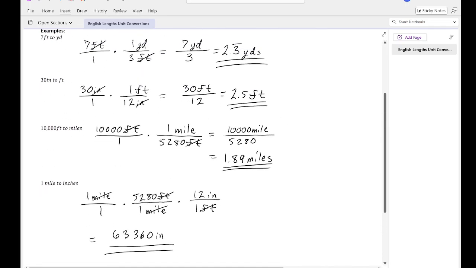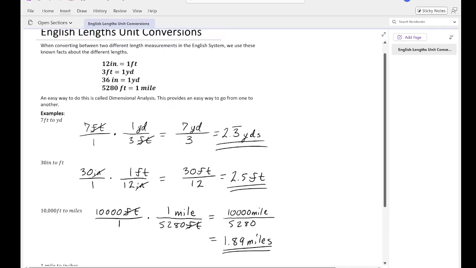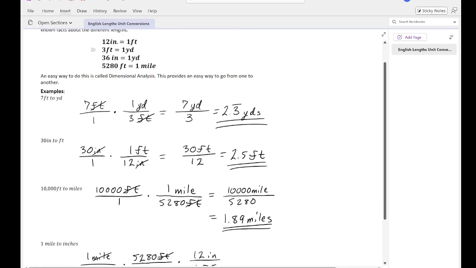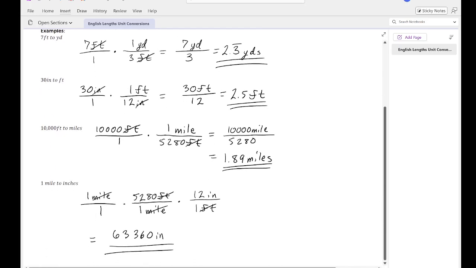So these are the steps that you should be using when using dimensional analysis. Some of them are pretty straightforward. Some of them require a couple extra steps. You know, it's not too bad, but you just got to take your time with it. And you know, knowing these facts here is good. Have them off to the side while you're doing it. It never hurts. But this is how you should go through to do unit conversions in the English measurement system.